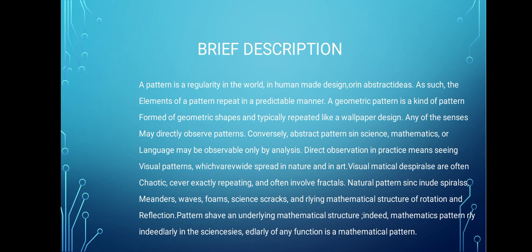A pattern is a regularity in the world, in human-made design or in abstracts. As such, elements of a pattern repeat in a predictable manner. A geometric pattern is a kind of pattern formed of geometric shapes and typically repeated like a wallpaper design. Any of these senses may directly observe patterns. Conversely, abstract patterns in science, maths, or language may be observable only by analysis. Direct observation in practice means seeing visual patterns which are spread worldwide in nature and in art. Natural patterns include spirals, meanders, waves, foams, cracks, and mathematical structures of rotation and reflection.